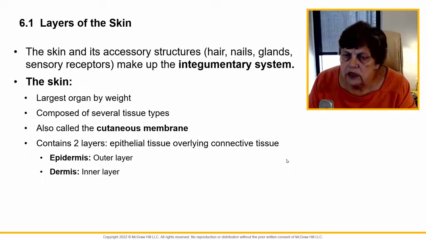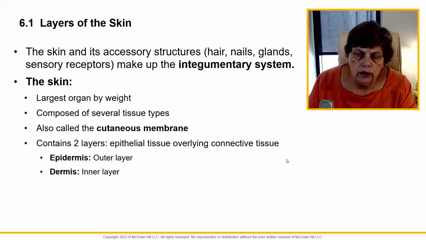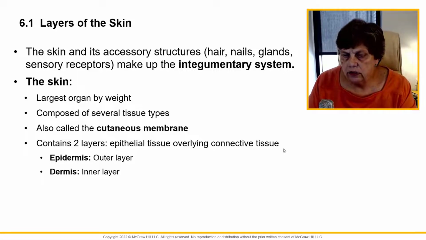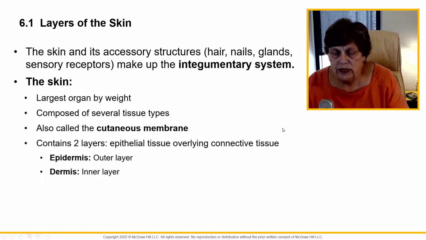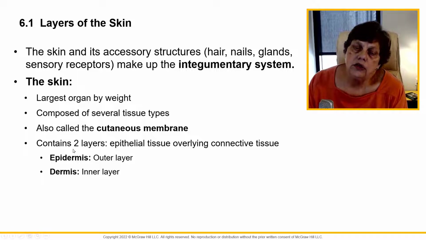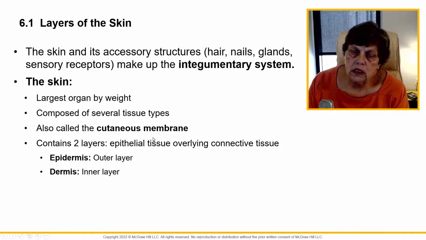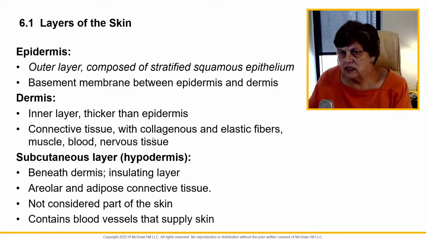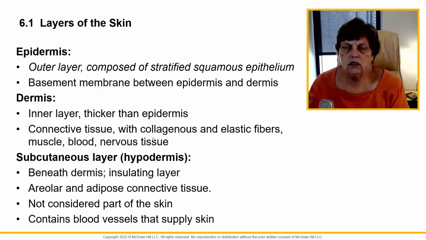There are lots of different tissues that we're going to go over, and it basically contains two layers. We have the epithelial tissue that we've already looked at, and then underneath that we have connective tissue. So we have looked at some of that connective tissue also. So the two layers, we have the epidermis and the dermis. And when we look at the epidermis, that is stratified squamous epithelium. It is a lot of layers. It's over 20 some layers of skin.